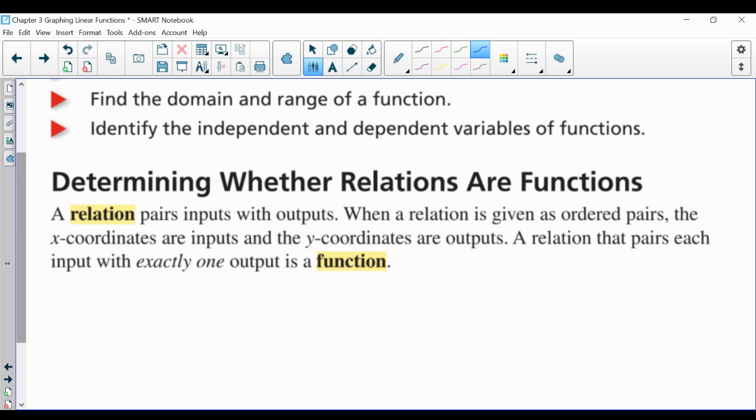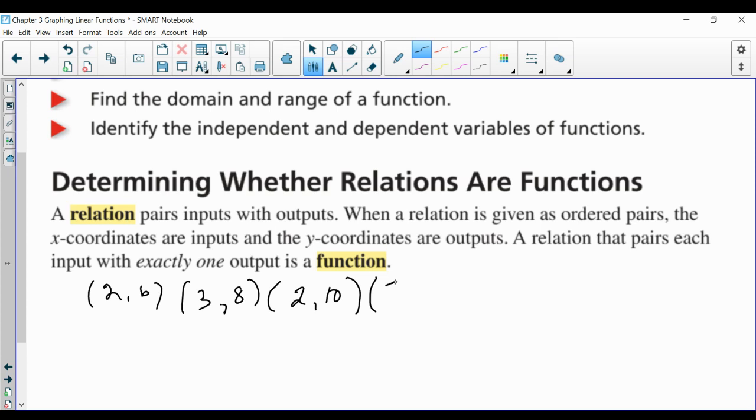A relation is just a pair of inputs and outputs. So I could say I have 2, 6. My input is 2, my output is 6. I could say I have 3, 8. Input 3, output 8. I could then say I have another input of 2, 10. And then I have 5, 20. So this is a relation. It's an input, output.